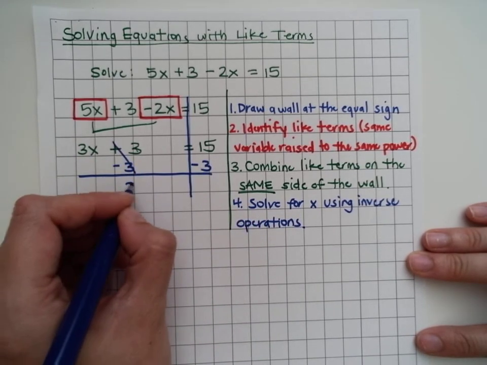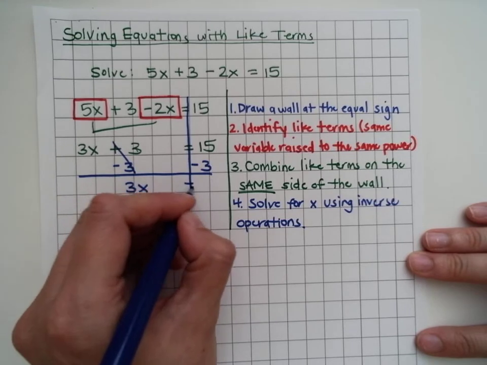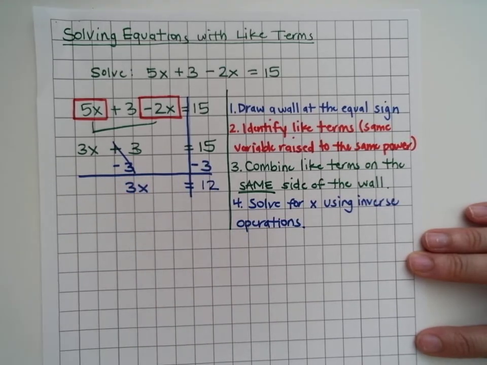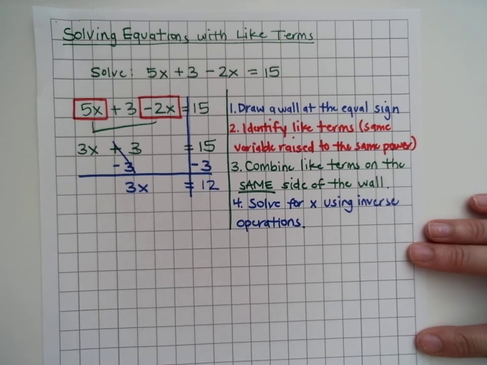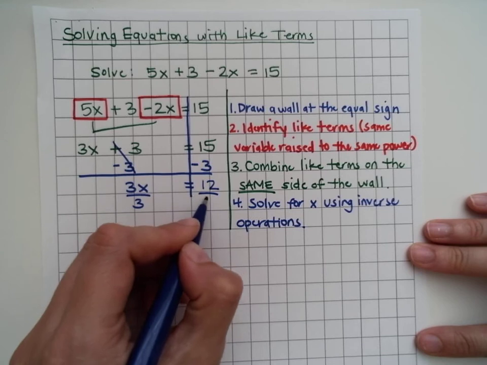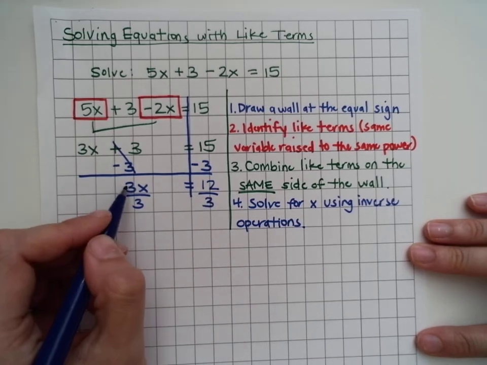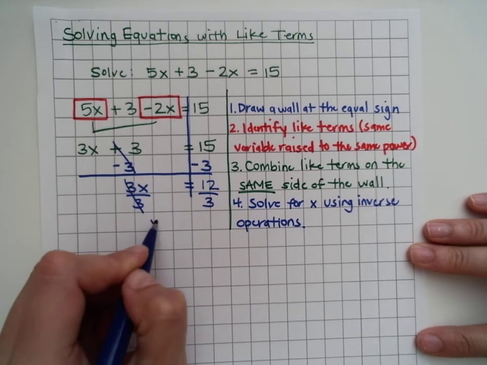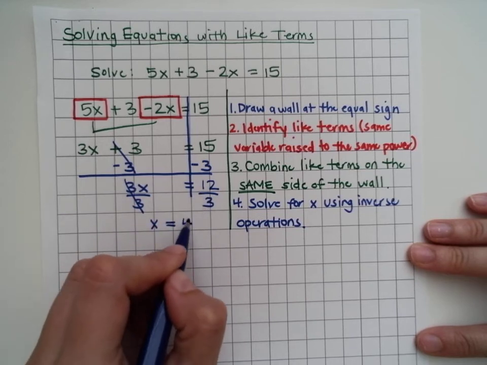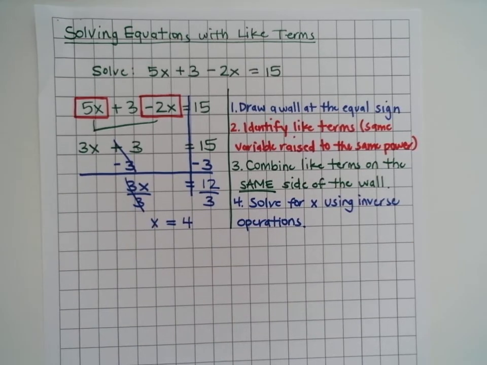The 3's cancel out, leaving us with 3x on this side equals 15 minus 3, which is 12 on this side. Then 3 is being multiplied by x, so we undo multiplication with division. And the 3's cancel out, leaving us with x equals 12 divided by 3, which is 4.